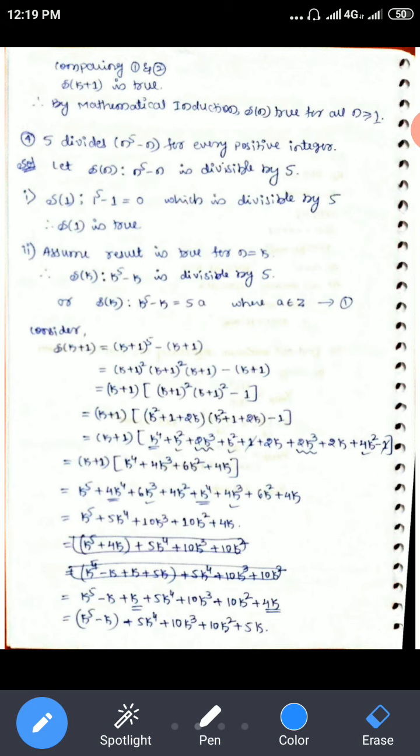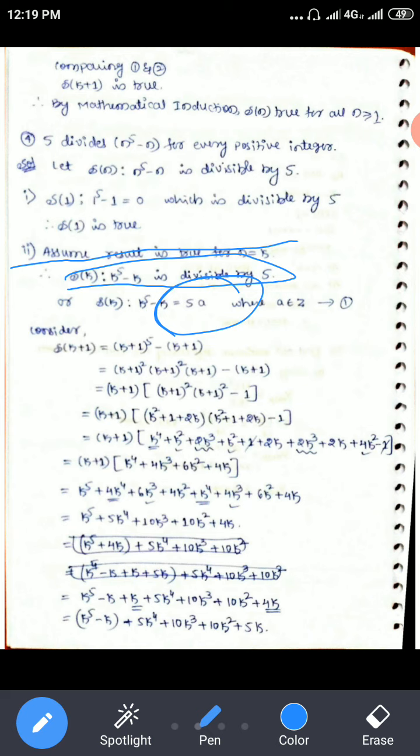Next, assume the result is true for n is equal to k. So write it S(k) such that k raised to 5 minus k is divisible by 5. Or you can write k raised to 5 minus k is equal to 5a, because whenever it is divisible by 5, whatever we are getting should be a multiple of 5. So 5 into a, where a belongs to Z. That is the meaning.